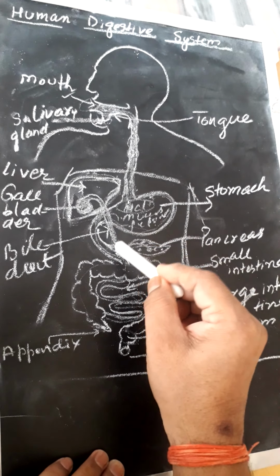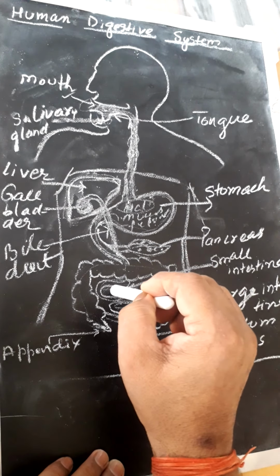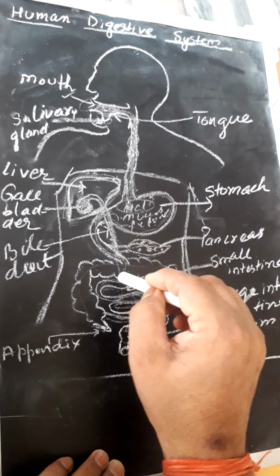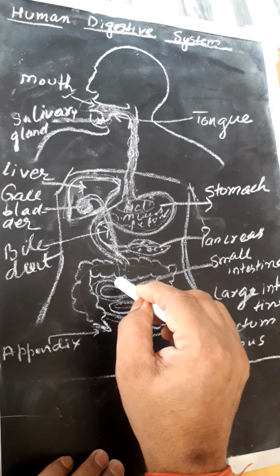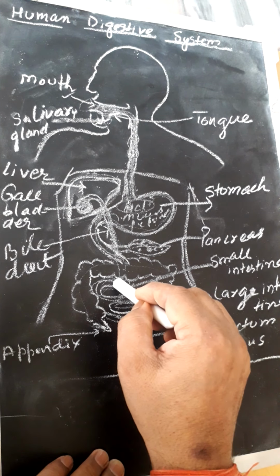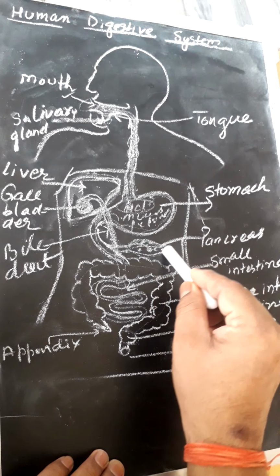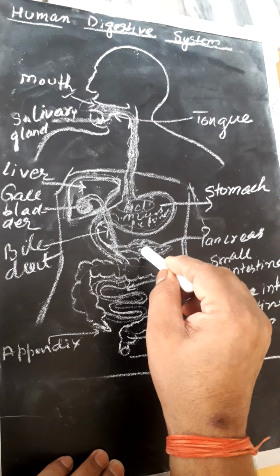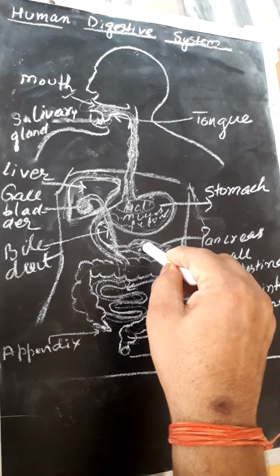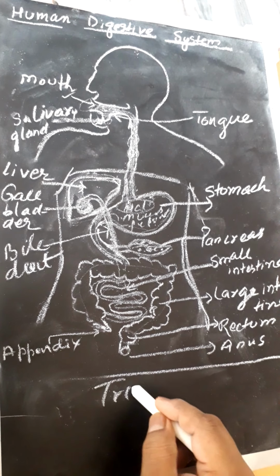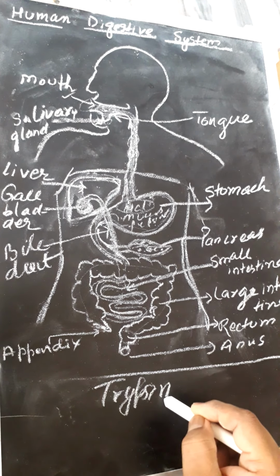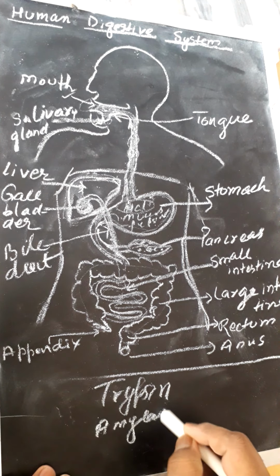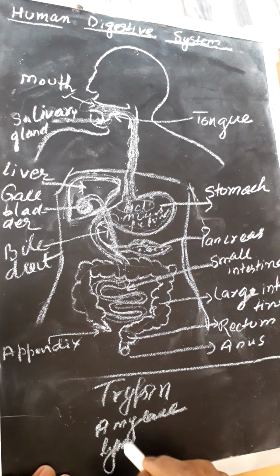This bile juice emulsifies or breaks down fat molecules, and another function of bile juice is to make the medium basic or alkaline, we may say. Here this is another gland called the pancreas. It secretes pancreatic juice which contains trypsin, amylase, and lipase.